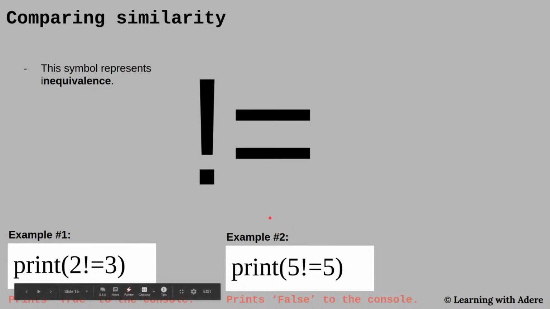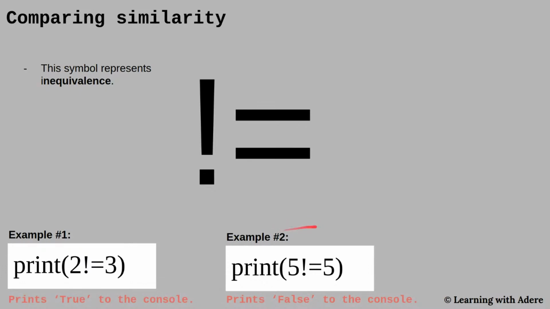In the second example, we're telling it to print 5 is not equal to 5. This prints false to the console because it is not true. 5 is equal to just 5. So hopefully that makes sense so far.